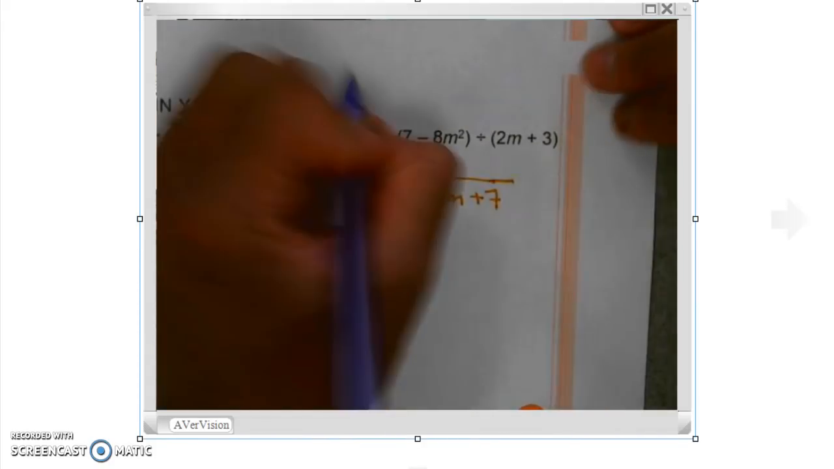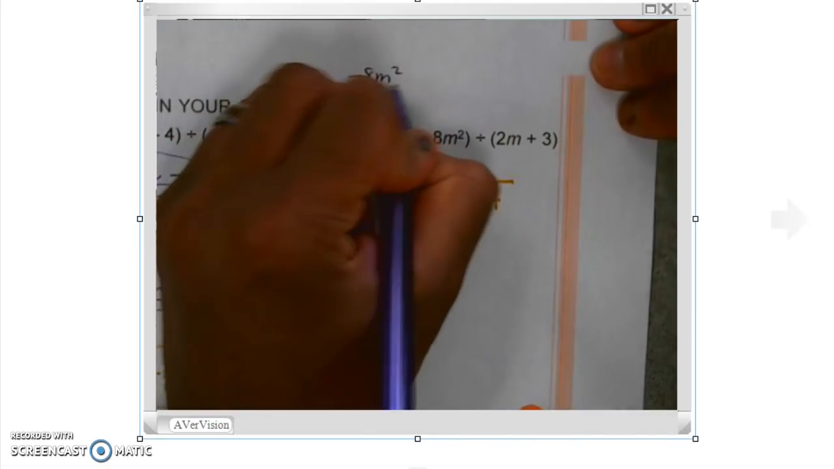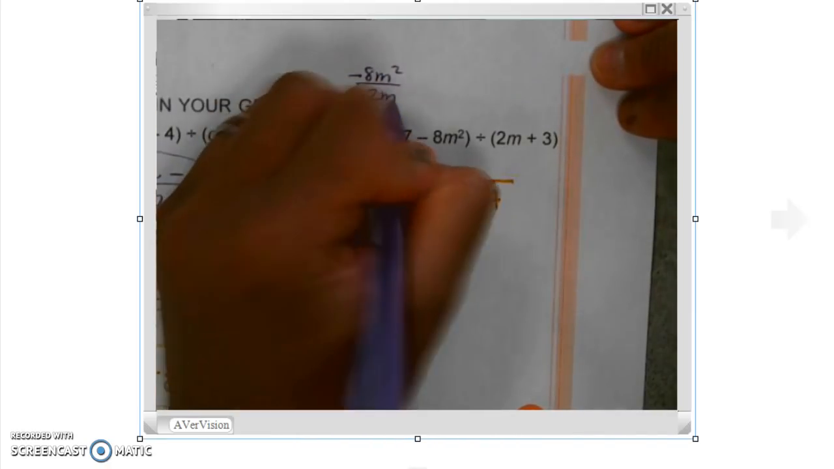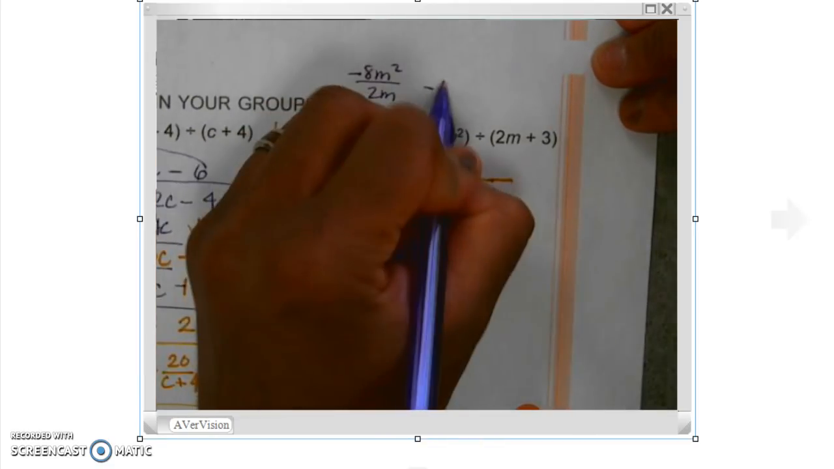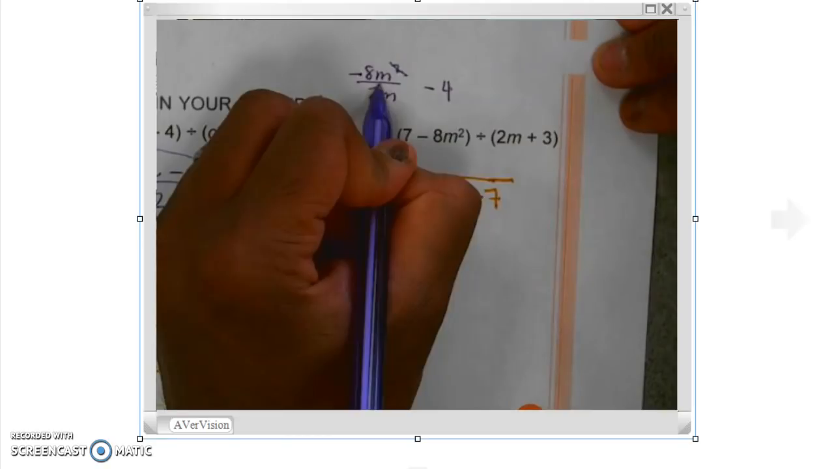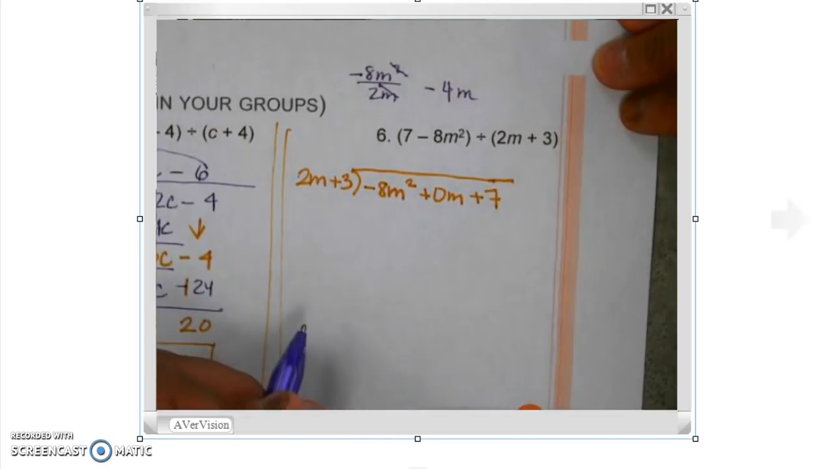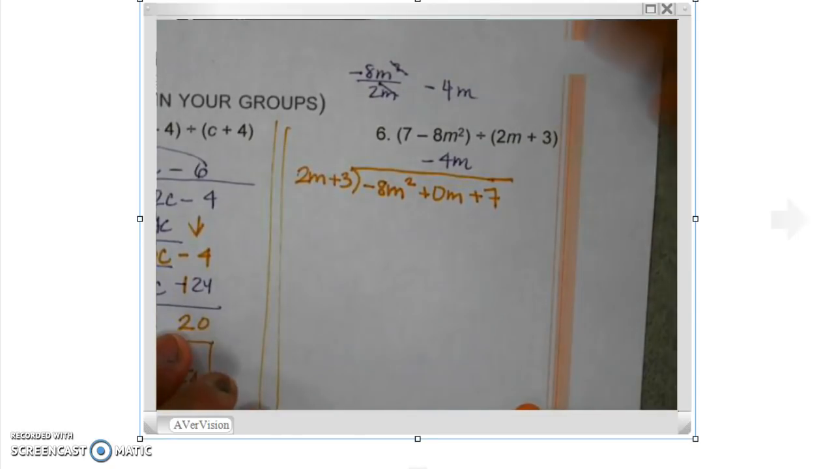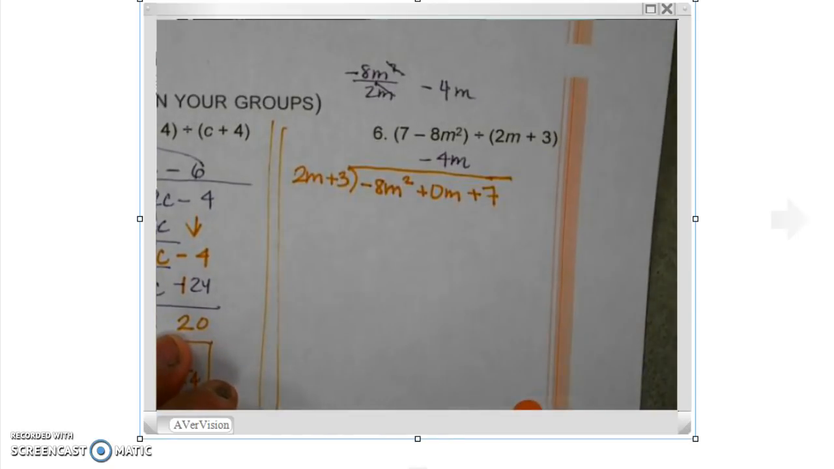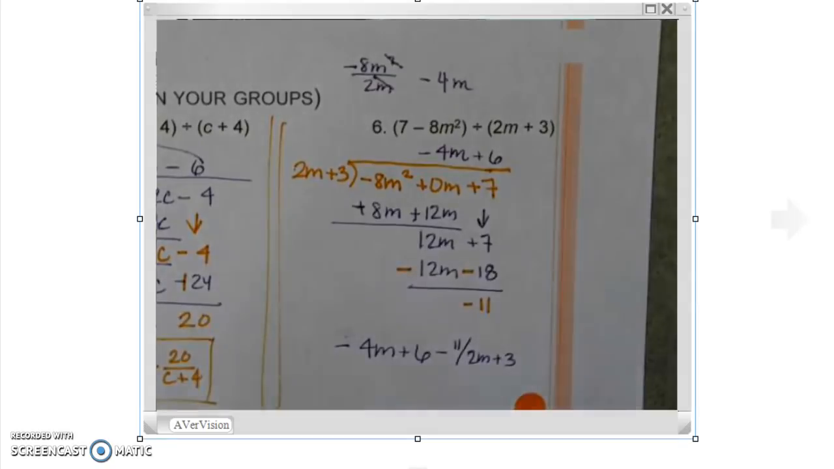You're not afraid of this negative sign. You're just going to divide negative 8m squared by 2m. That's fine. 2 goes into there, negative 4 times. m squared divided by m is m. So negative 4m. Alright, I started you off, beautiful people. Go ahead and finish this, and then you can check me for your answer.